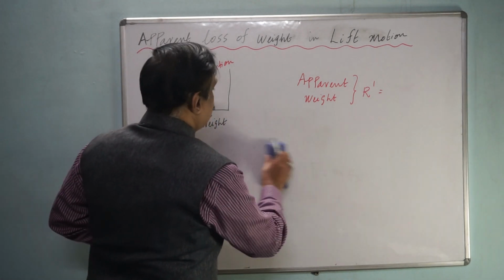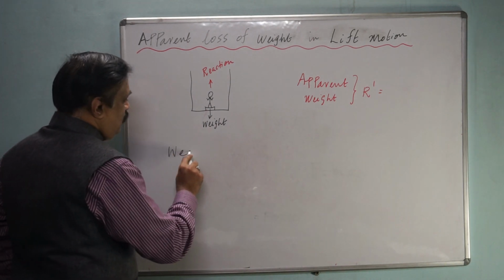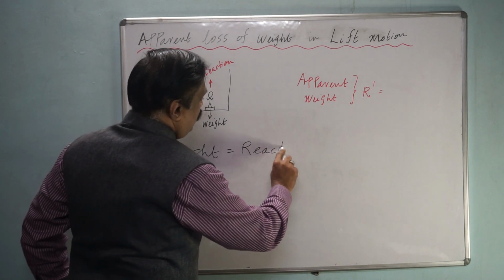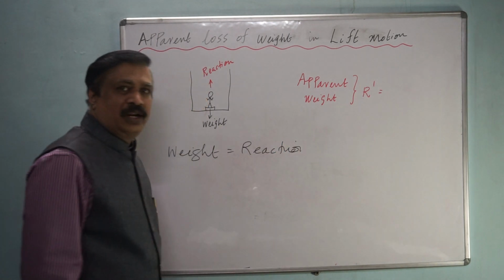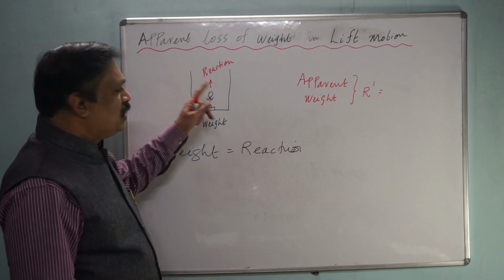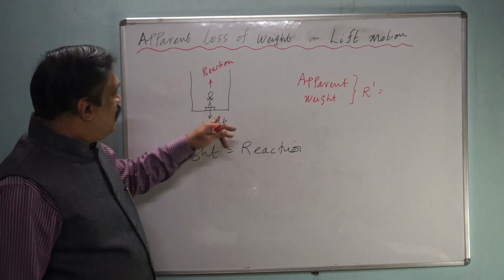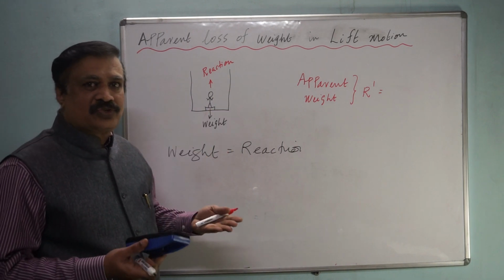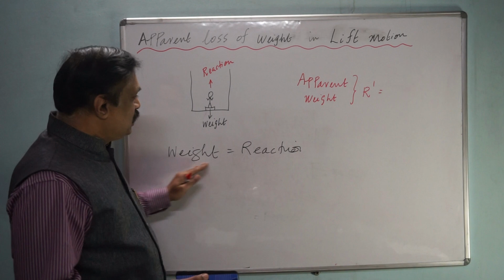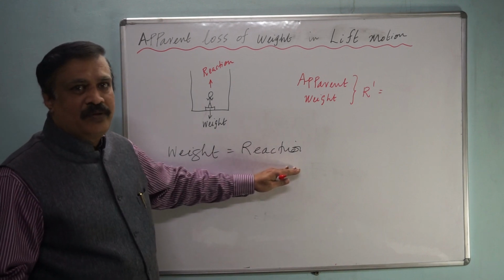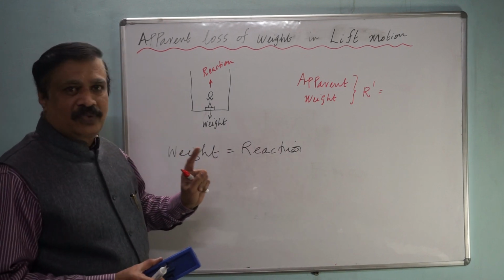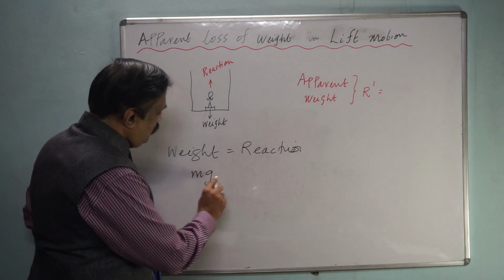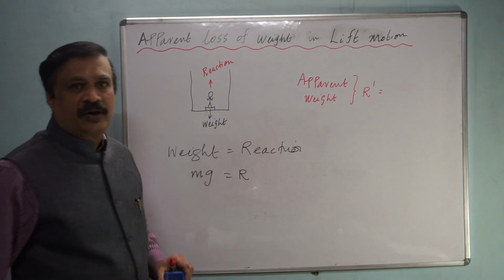When the lift is at rest, weight is equal to reaction only, because here there is no force. Reaction means weight opposite reaction. The lift is at rest, therefore there is no external force, therefore weight is equal to reaction only. This is the one case. That means weight equal to mass into g, which is equal to reaction R.